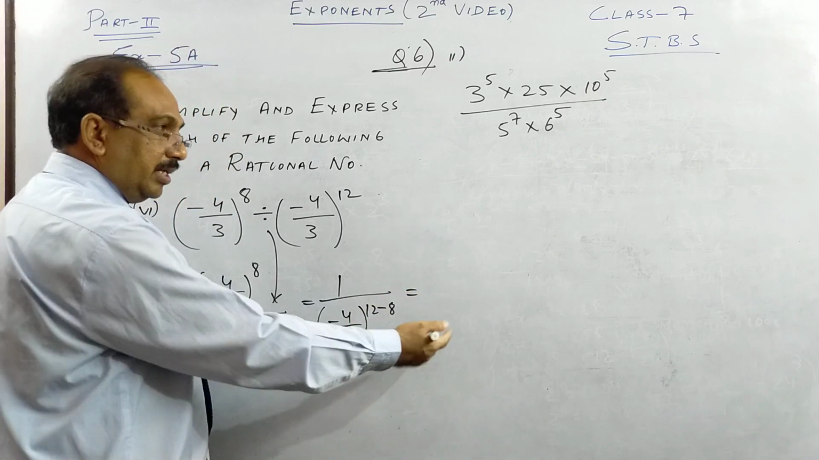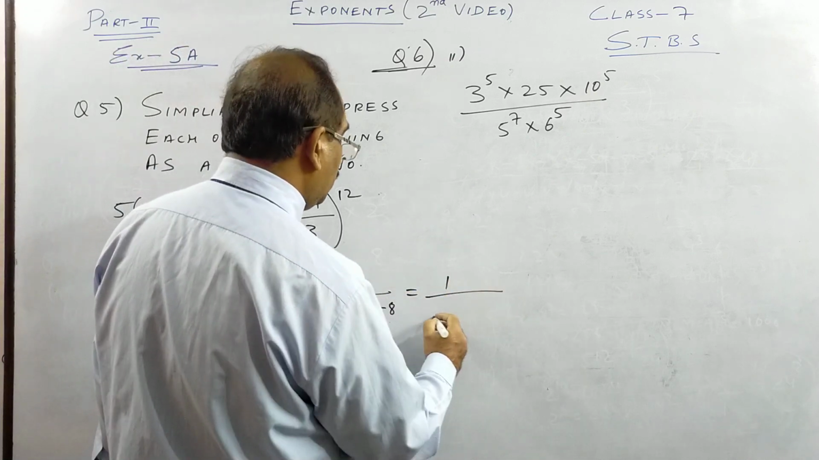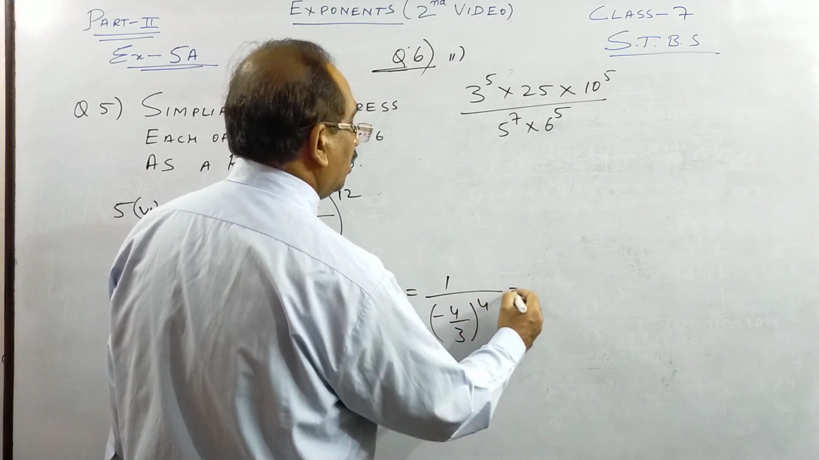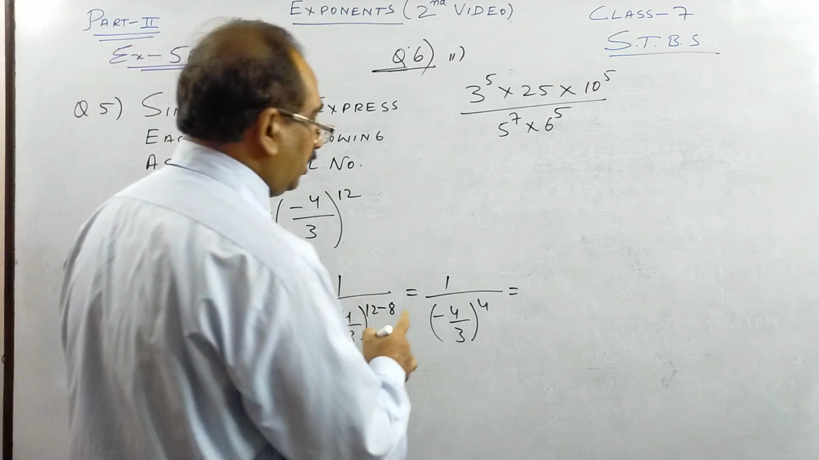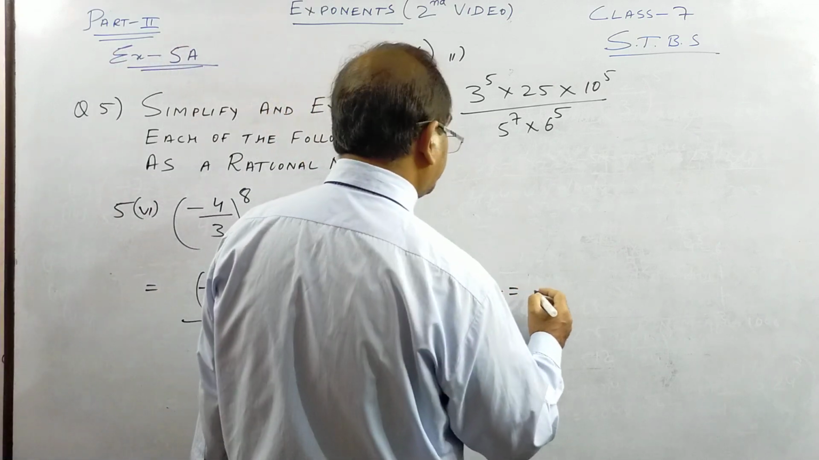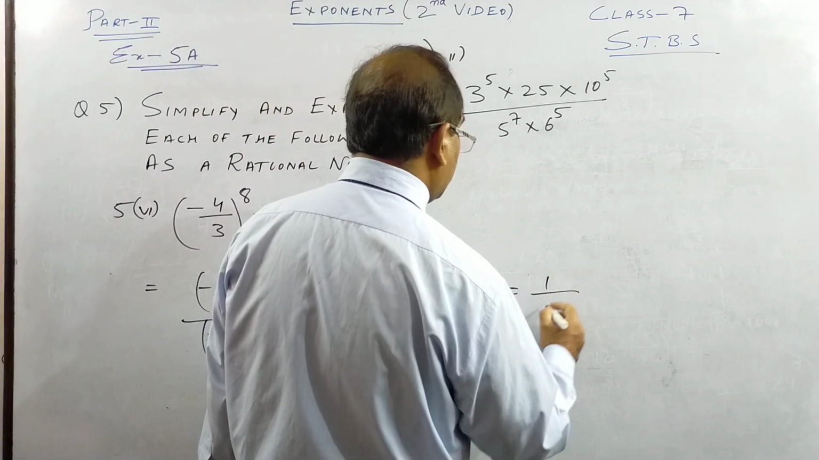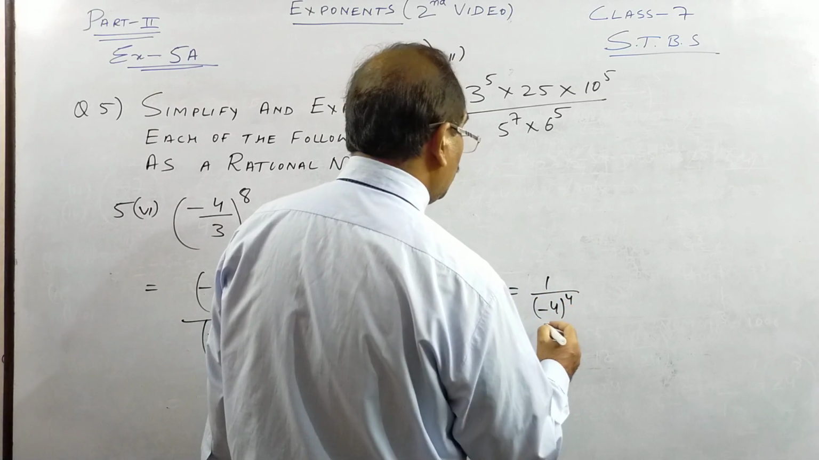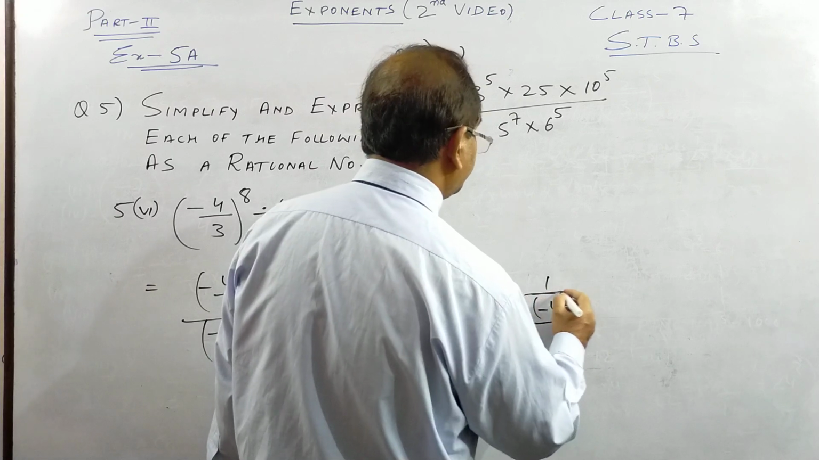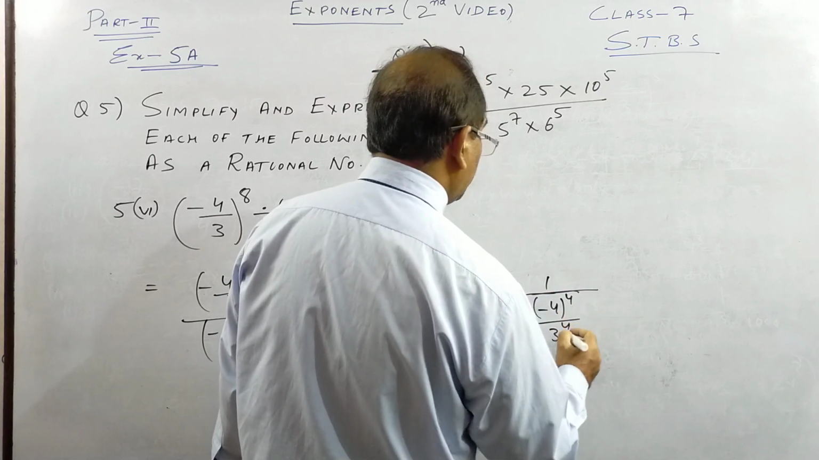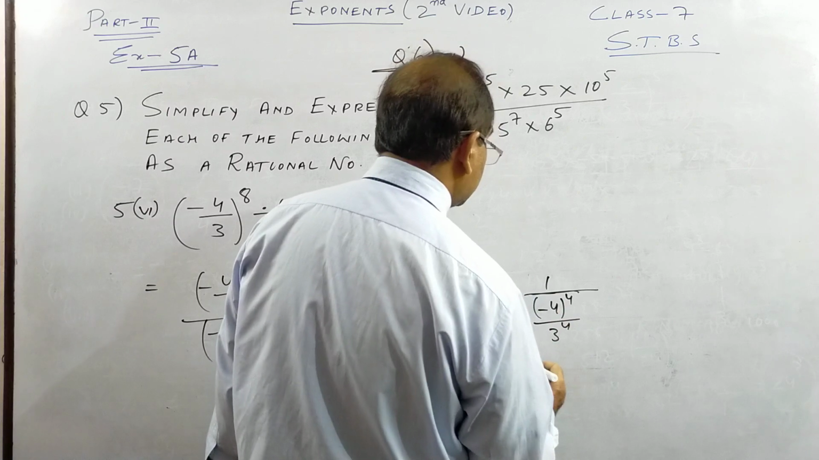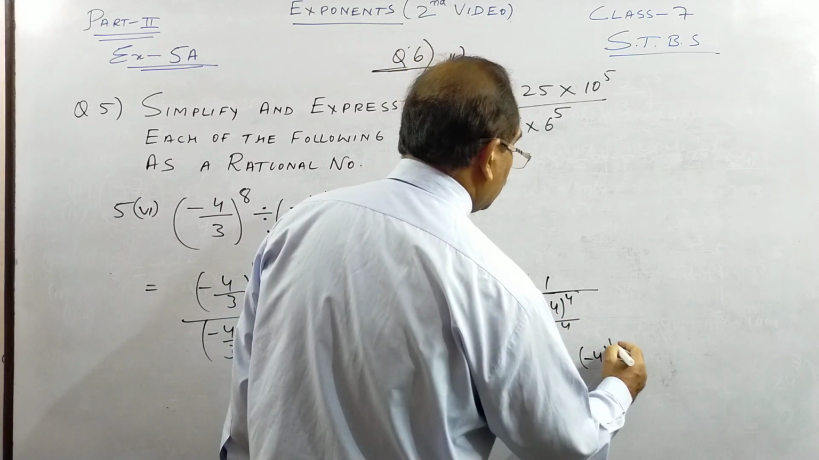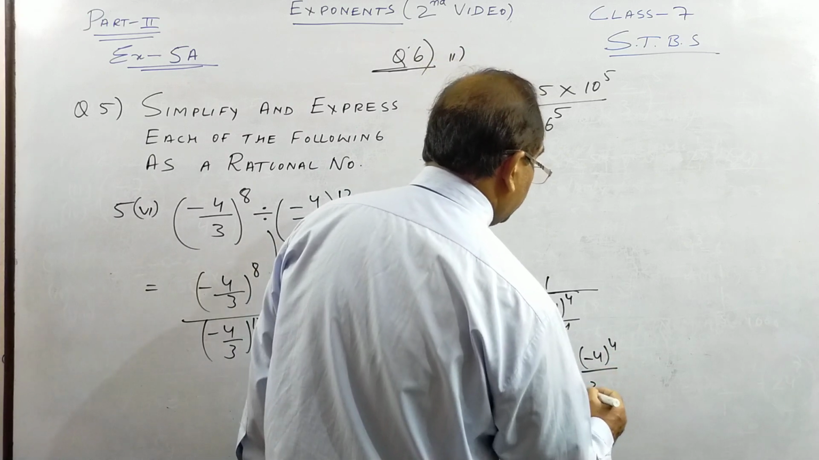So what do we get? I'm writing here. Then you copy, and then I will write 4 by 3 to the power 4. Now listen to me what we are doing here. So this is 1 by minus 4 to the power 4, divided by 3 to the power 4. So this is 1, I told you, divided by minus 4, this upon 3 to the power 4.